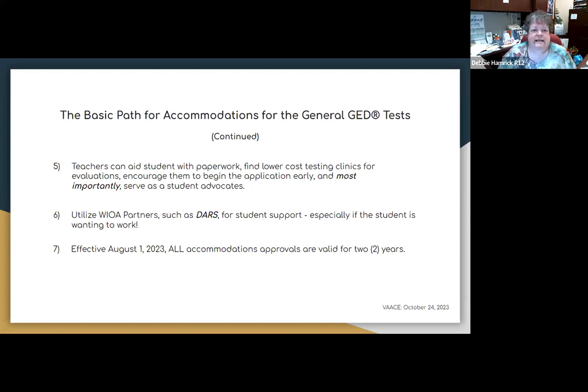Like I said, in that particular session, Debbie spent probably a full 45 minutes answering questions people had about specific students, but did get around to telling us that this was something they needed to do. It is a process. And again, effective August 1st, accommodation approvals are good for 2 years.